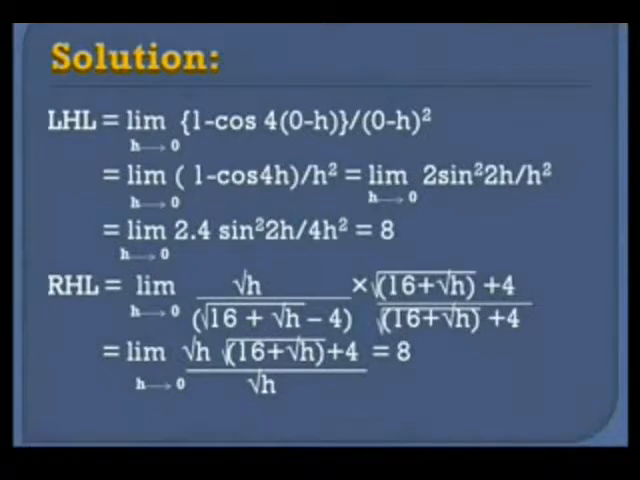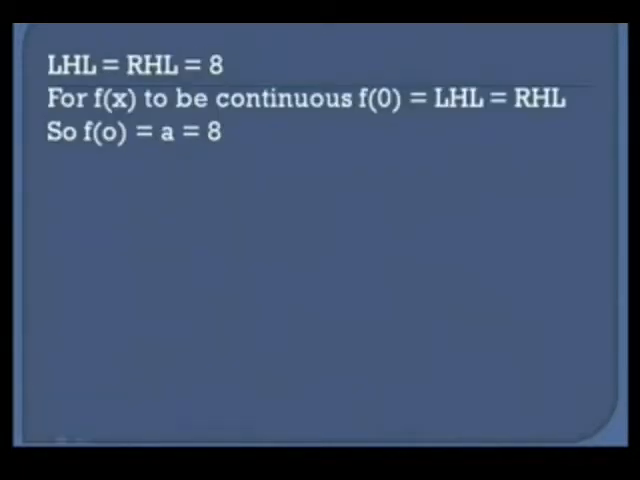The left hand limit is also equal to 8. Therefore LHL is equal to RHL, and hence the limit exists at the point x equal to 0. Now for function f(x) to be continuous, we see that f(0) must be equal to the left hand limit, which is equal to the right hand limit. Therefore f(0) is equal to 8.